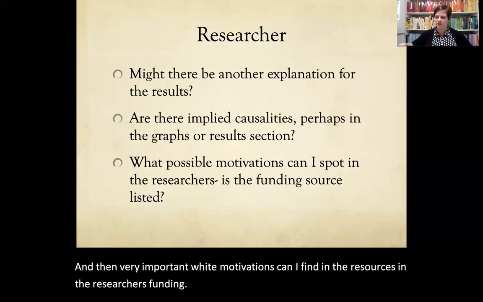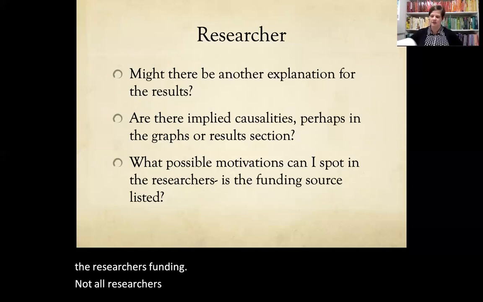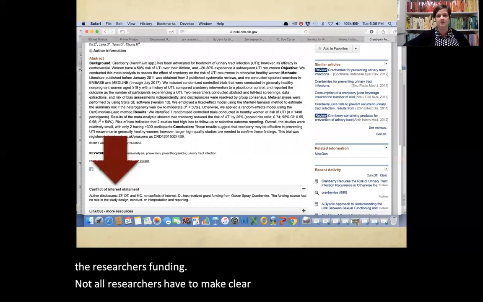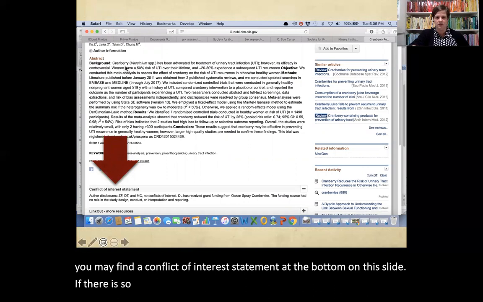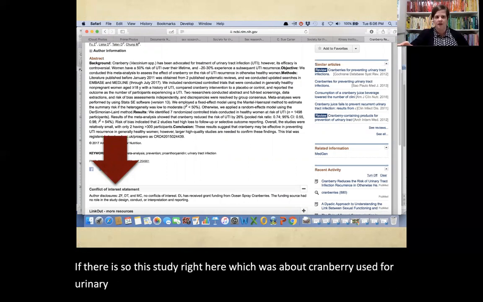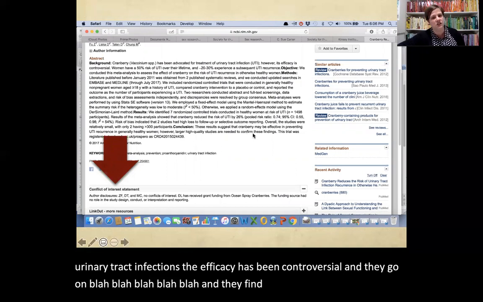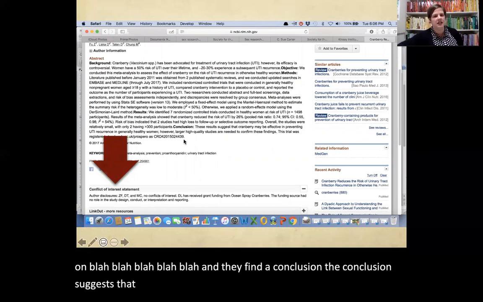Not all researchers have to make clear if they received funding, but you may find a conflict of interest statement at the bottom, like on this slide. So this study right here was about cranberry used for urinary tract infections, and the efficacy has been controversial, and they go on, and they find a conclusion, and the conclusion suggests that cranberry may be effective in preventing UTI occurrence in healthy women.